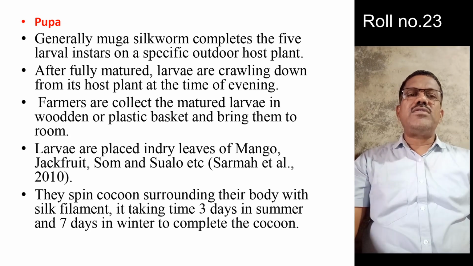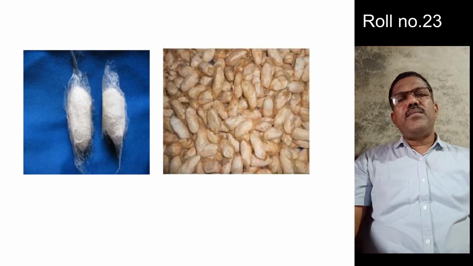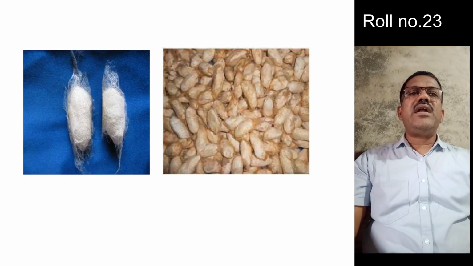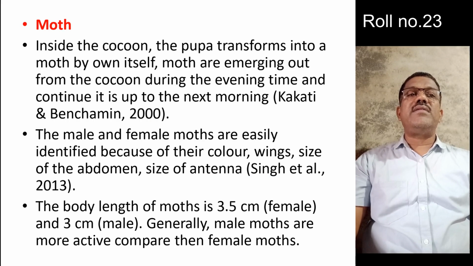The larvae go to the spinning condition, forming cocoons with silk filament surrounding the body. It takes 3 to 4 days in summer and 7 to 8 days in winter seasons. Then after the cocoon formation, the pupa is converted into the moth. Inside the cocoon, the pupa transforms into the moth in its own cell. Moths emerge out from the cocoons during the evening time and it continues into the next morning.